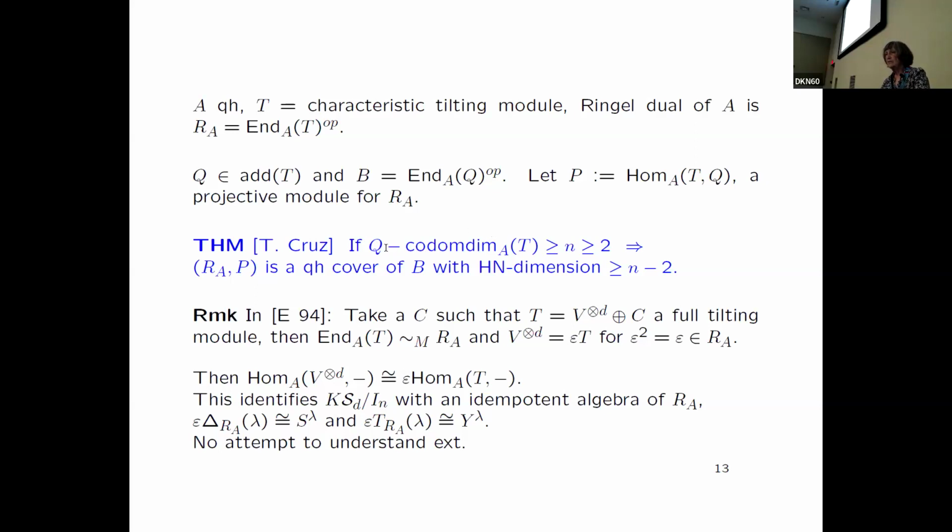Anyway, his theorem says that you take some summand Q of some module in add T, and you take its endomorphism algebra, and then the Hom(T,Q) is a projective module for the Ringel dual. So this is R(A), the endomorphism algebra of T. So you have a quasi-hereditary algebra here, the Ringel dual, and you have a projective module for that, P from T Q, which is good. And so then you have the setting you need for a quasi-hereditary cover. And if this codominant dimension is not too small, then you have a quasi-hereditary cover, and the Hemmer-Nakano dimension is greater or equal to n minus 2. So this is a very nice theorem.